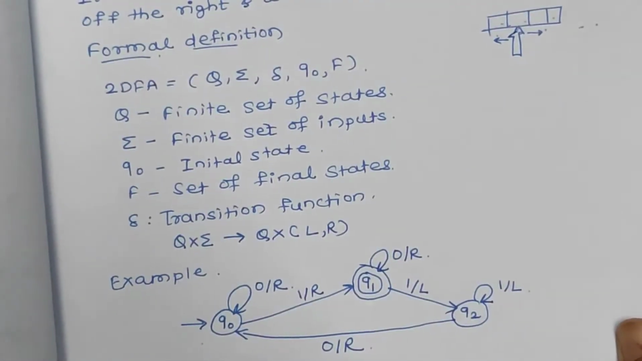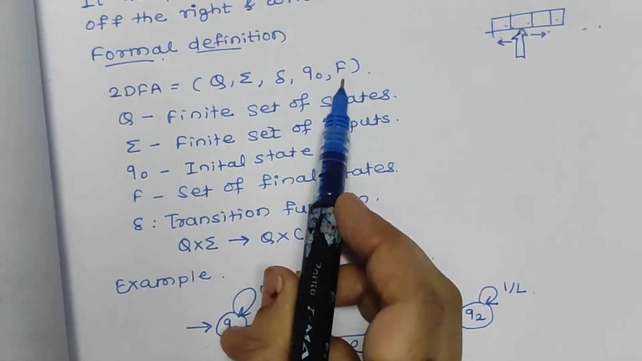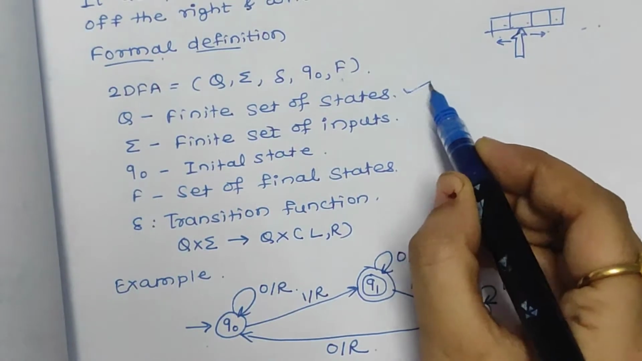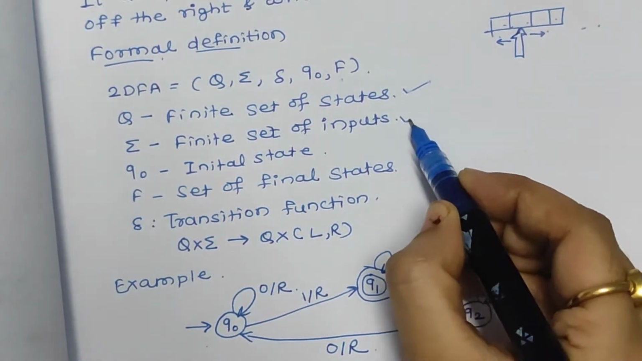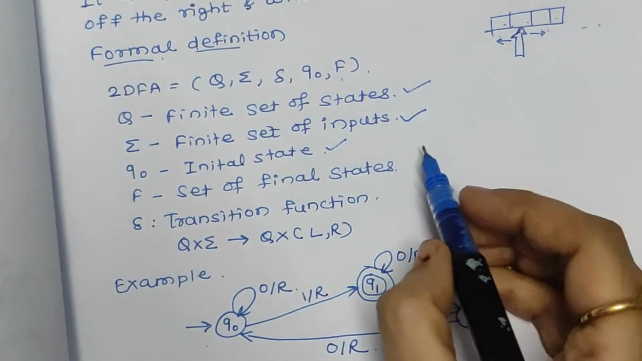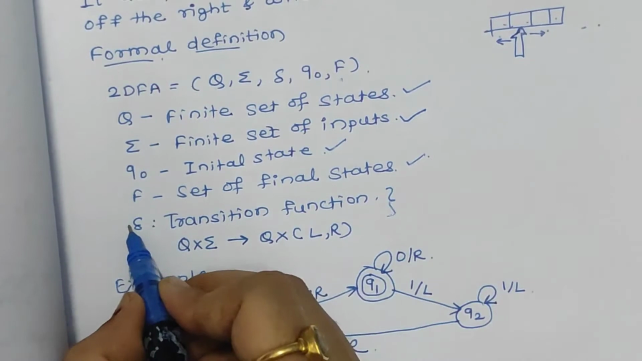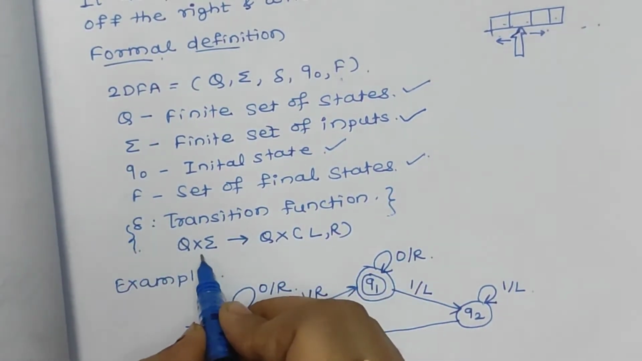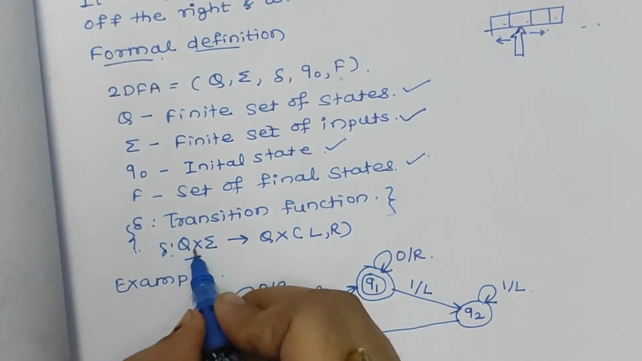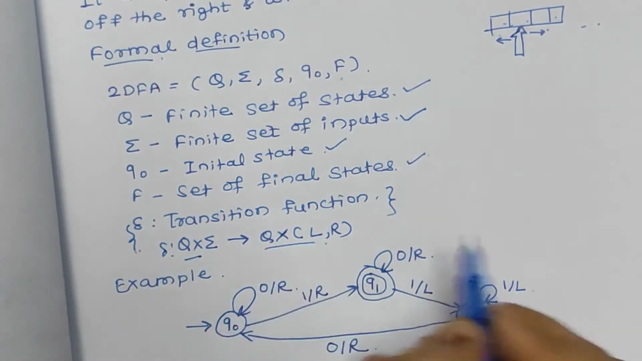We discuss the formal definition of two-way finite automata. So these are the tuples. Most of the tuples you know. First of all, Q is the finite set of states. Sigma is the set of input symbols. Q0 is the initial state. F is the final state. The only difference lies in the transition function. Here the transition function is given as δ: Q × Σ → Q × {Left, Right}.